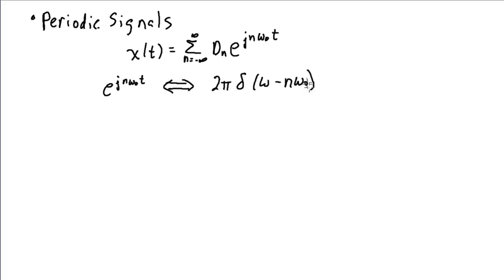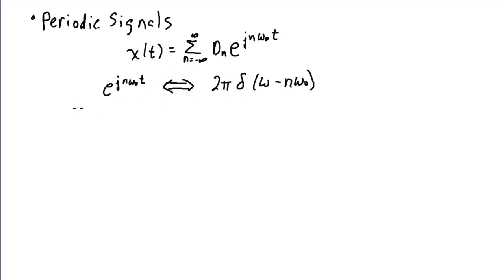So each one of these exponentials will transform as an impulse located at, well, when n is equal to 0, it'll be located at omega equal to 0, but then when n is equal to 1, it'll be located at omega_0, 2 omega_0, 3 omega_0, and so on and so forth.